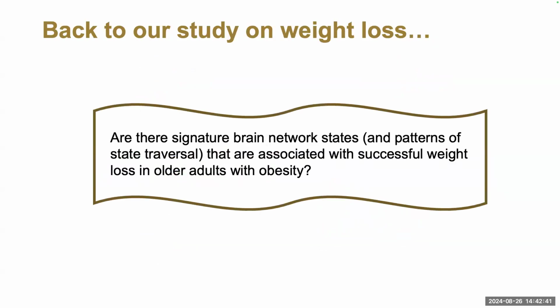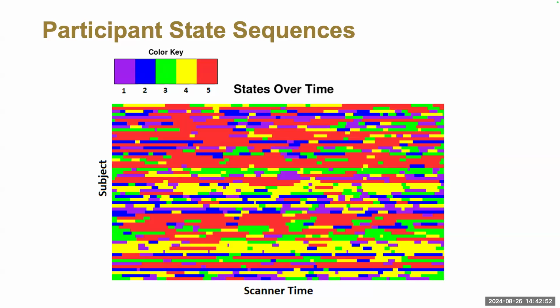So back to our weight loss example. Are there signature brain network states and patterns of state traversal that are associated with successful weight loss in older adults with obesity? We fit the model to a group of participants, all 58 of them, and each row here is a participant, and we fit 5 states to the model, and you can see they're transitioning in and out of these 5 states. But how do we make sense of this?